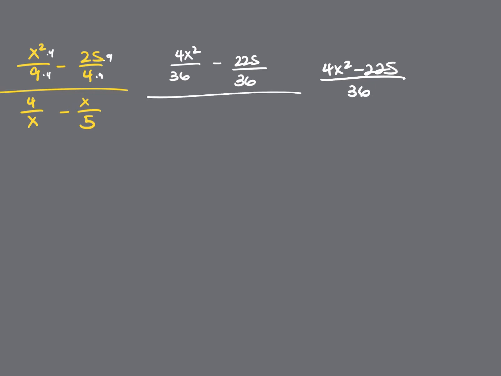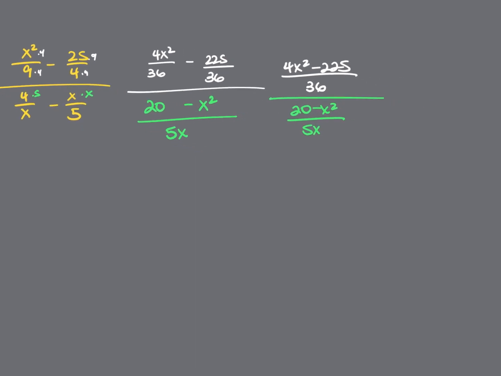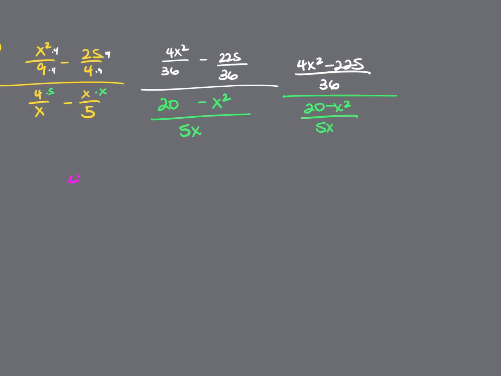Then the bottom is 5x. So this had to get multiplied by 5, and this had to get multiplied by x. So 20 minus x squared over 5x. Then we keep change flip. 4x squared minus 225 over 36 times 5x over 20 minus x squared.